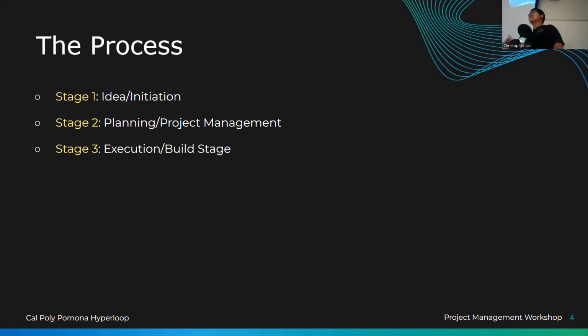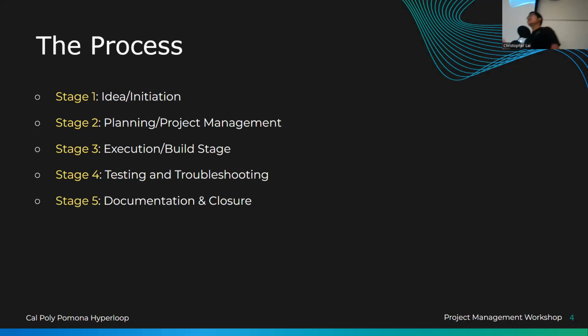The third stage is execution or the build stage. This stage is where you actually build your project. You buy all the parts you need, you get them delivered to your house, and you start screwing things together, and you start making your product. Stage 4 is testing and troubleshooting. So after you build your product, it might break, it might catch on fire, it might explode, but it might not work as you expect. So in this stage, you'll need to find a way to test and troubleshoot your work.